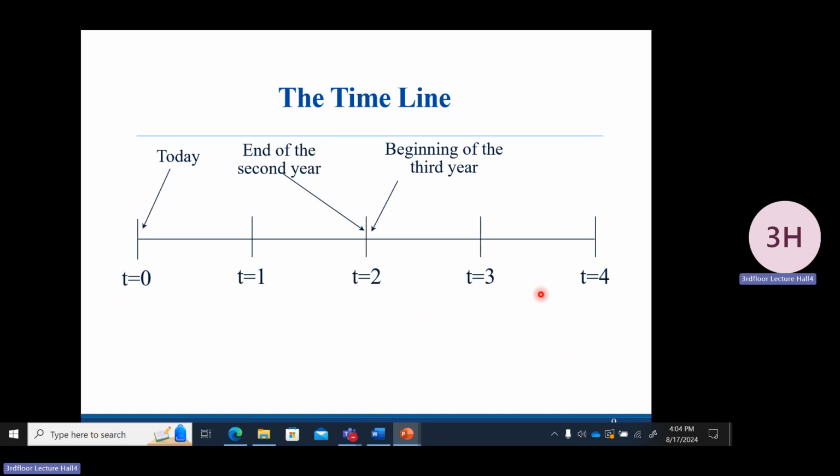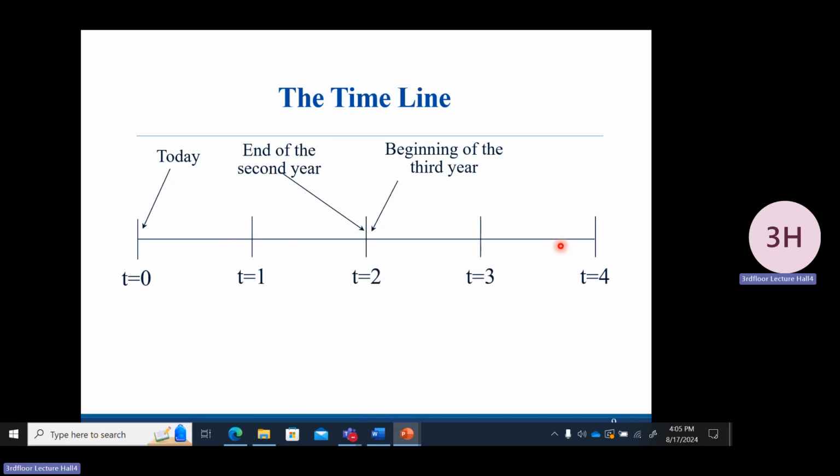There are some assumptions in the timeline. I think it is there in the slide also. Normally we use the letter T to denote time. T equals 0 means today, our decision point. T equals 1 means 1 year from today. T equals 2 means 2 years from today. So T equals n means n years from today.